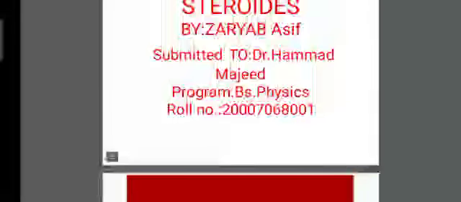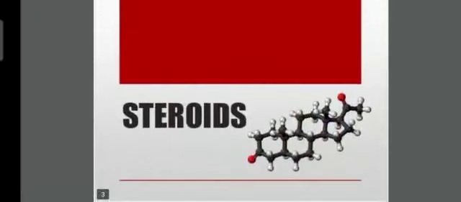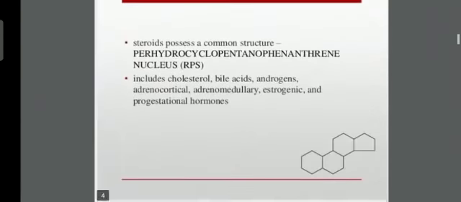The topic that I'm going to discuss is steroids. Let's see what a steroid is. Steroids possess a common structure, the perhydrocyclopentanophenanthrene nucleus. They include cholesterol, bile acids, androgens, adrenocortical, adrenomedullary, estrogenic, and progestational hormones.